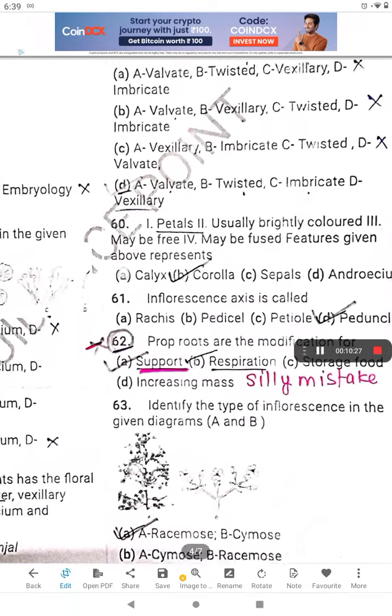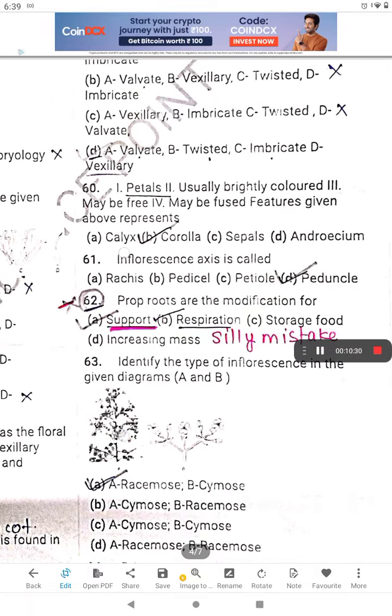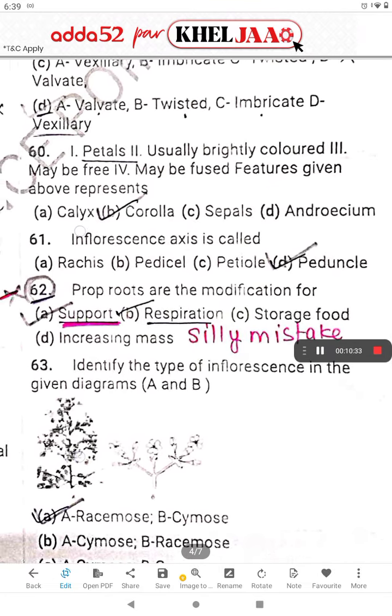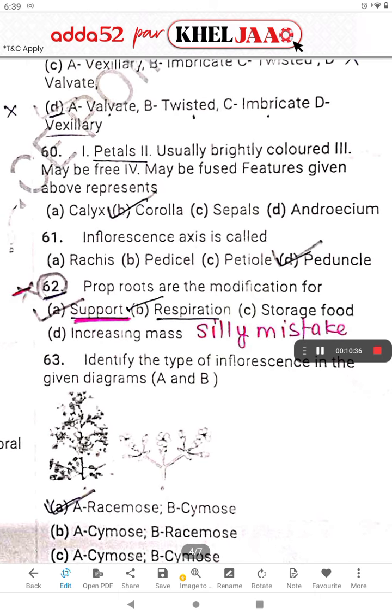Then the next mistake, and this was the silliest mistake I ever made. It was only because I did not have control on my emotions, on my mind. So for that, meditation is important. The 62nd question is saying that prop roots are the modification for. Now I know that prop roots are the modification of adventitious roots. They are like the modification of the banyan tree, right? And they are modified for support. How can I select it as for respiration, dear? Respiration is carried on by pneumatophores, and they are the modifications of taproot.